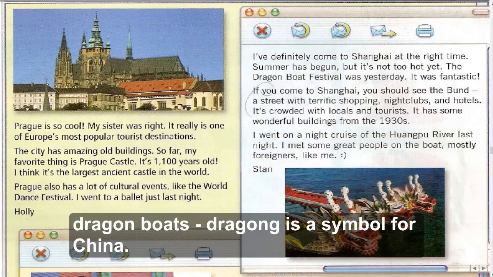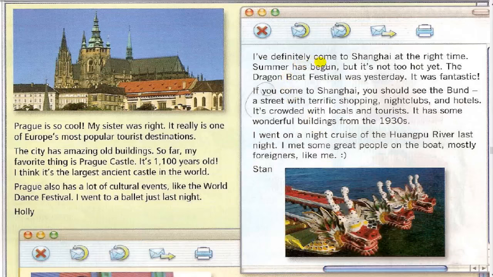The dragon is famous as a symbol in China. I've definitely come to Shanghai at the right time. So this is about Shanghai. Summer has begun, but it's not too hot yet. The Dragon Boat Festival was yesterday. It was fantastic. Stan traveled to Shanghai.